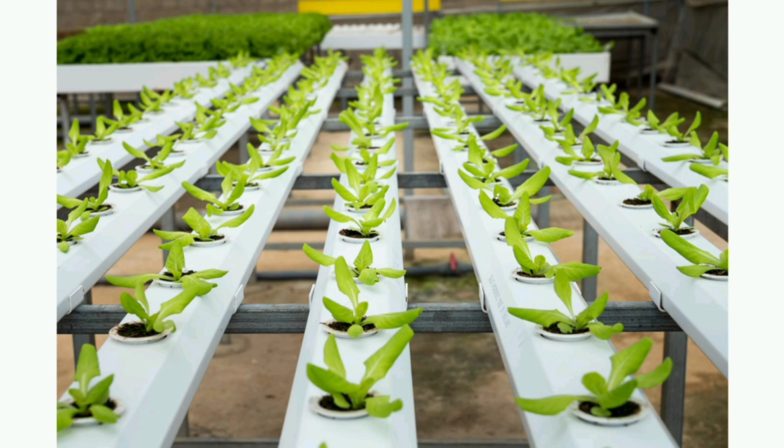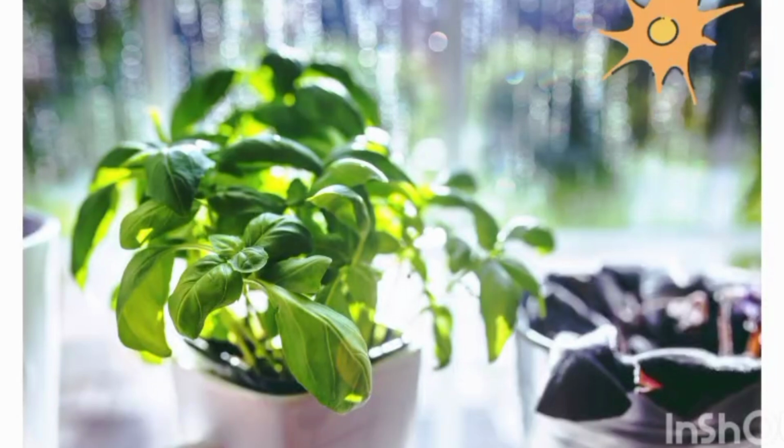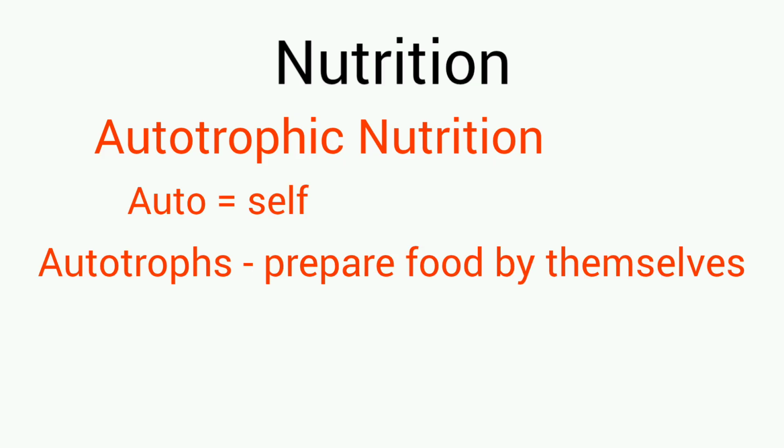We know that green plants don't depend on others or go to shops for food. They prepare their own food by themselves, and not only green plants but some bacteria are also capable of preparing their own food. And because they make food on their own, this type of nutrition is called autotrophic nutrition. The word auto means self and trophic means nourishment. So autotrophic means self-nourishment.